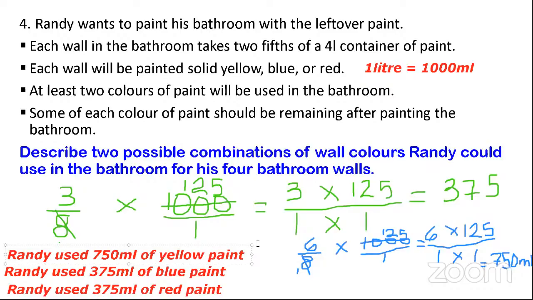All right. So I see where you have 650 milliliters of red paint left over, Raj Kajar. But remember that it's a 4-liter container of paint that Randy bought. So Randy bought four liters of red paint, 4 liters of blue paint, 4 liters of yellow paint. So how much paint is left over if these are the portions that he used?